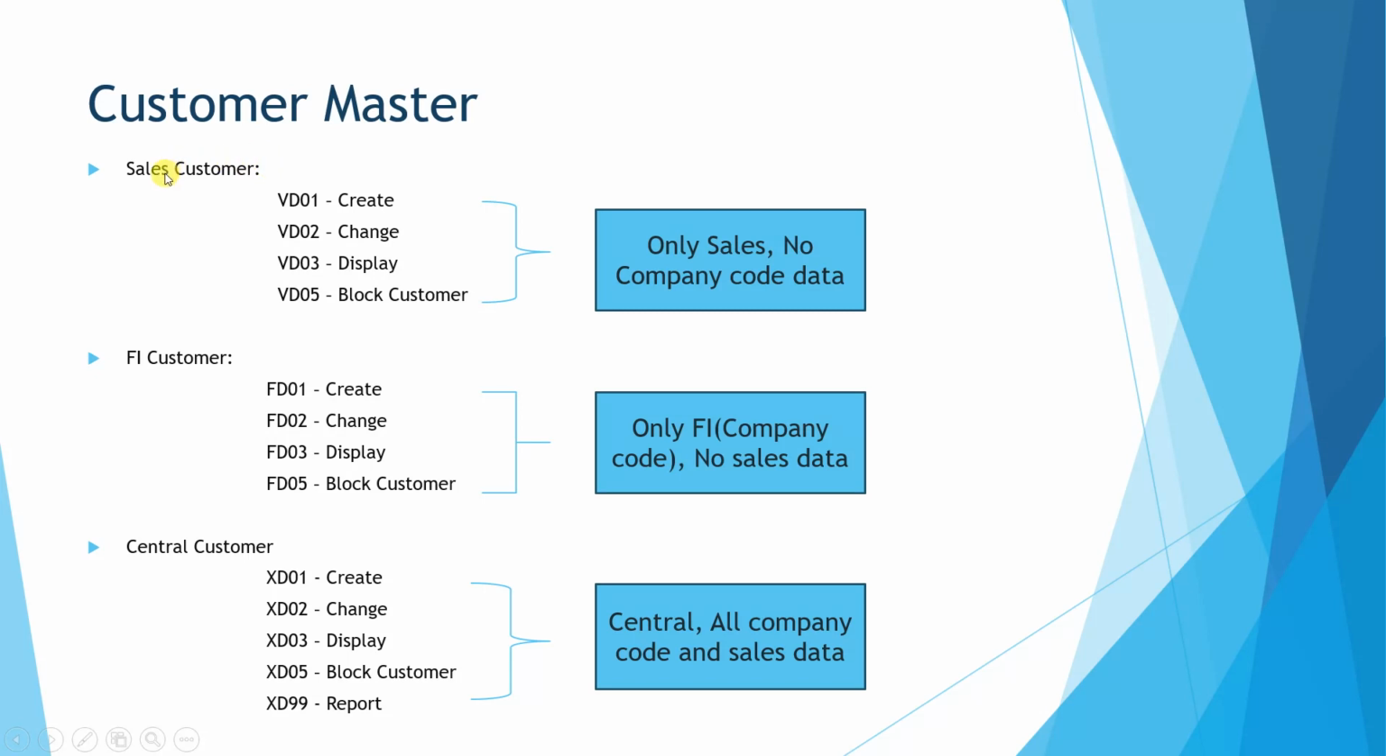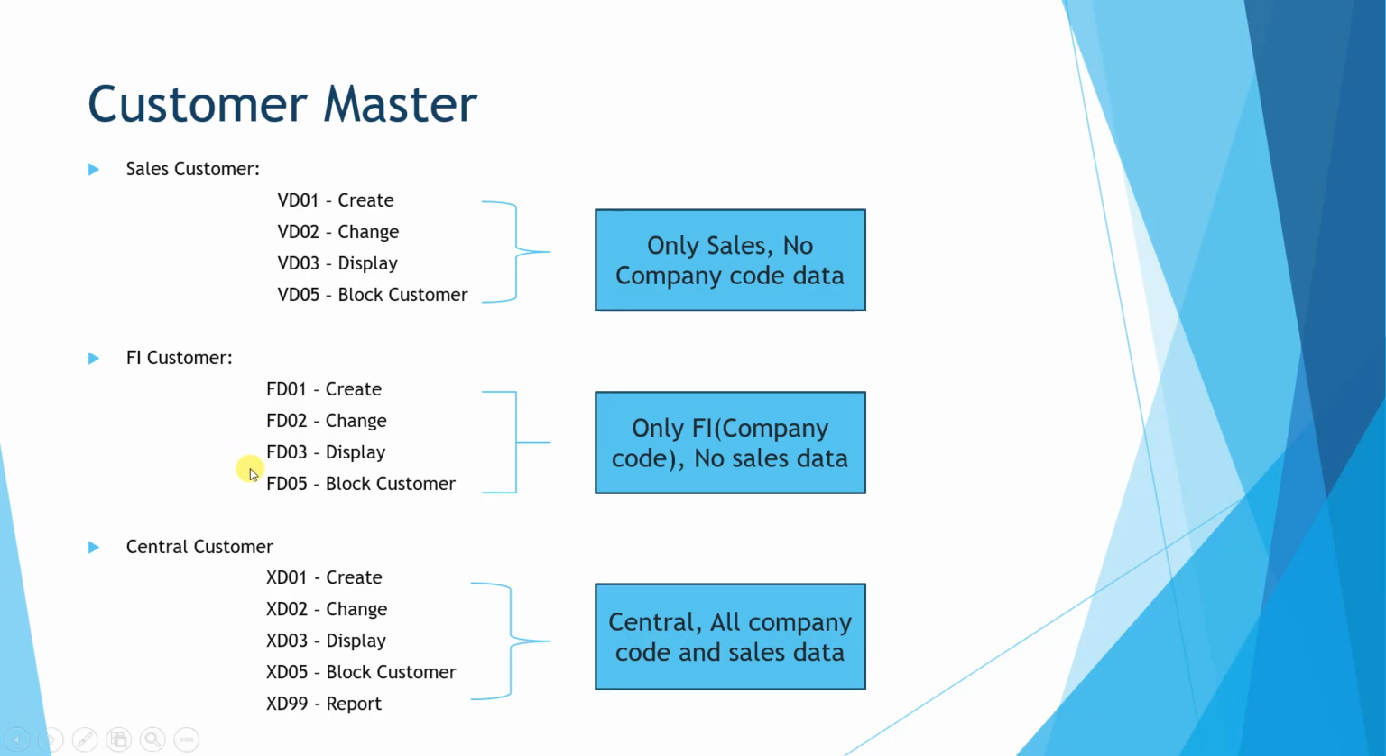Okay, so in this customer master data, we have so many transaction codes, and the sales customer. Suppose if you want to display only sales data, then you can use these transaction codes. VD01 create, VD02 change, VD03 display, VD05 block the customer. What is the sales customer? Sales customer means only sales. No company code data will be displayed. Most of the companies will not have it like this, but some special companies need only sales data, then they will create.